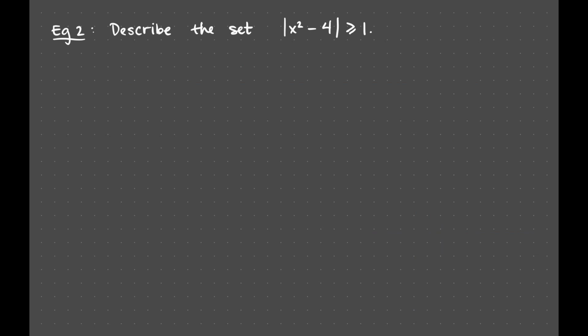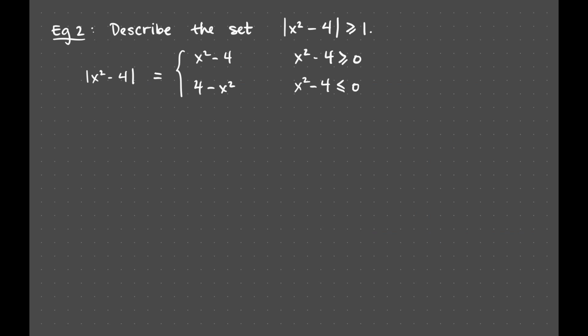The methods just described apply to even more complicated situations. For example, this question has a polynomial inside of the absolute value. Thankfully, our technique from before applies, and using the piecewise definition, we find that we can write this absolute value of x squared minus 4 as being equal to x squared minus 4 when x squared minus 4 is positive, and 4 minus x squared when x squared minus 4 is negative.